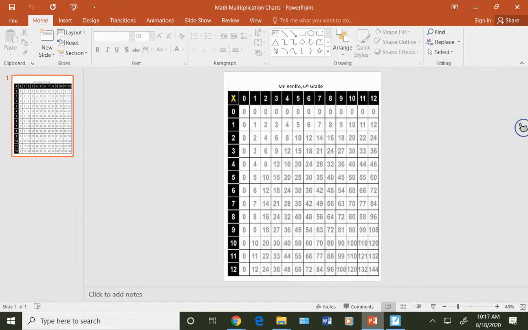Now I'm going to show you an easier way to reduce a fraction. This is called a multiplication chart. Let me try to present this.